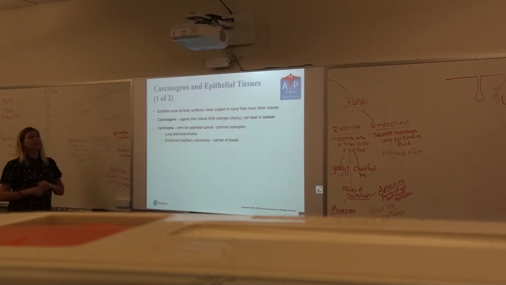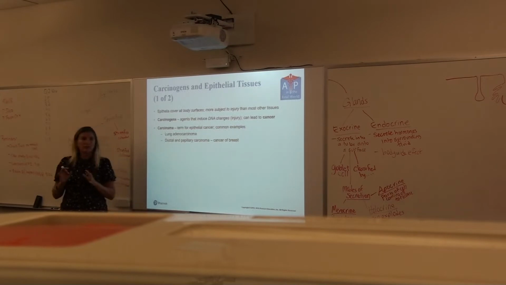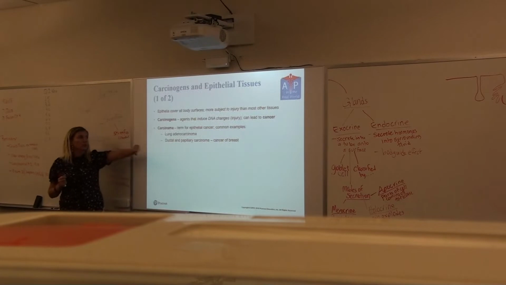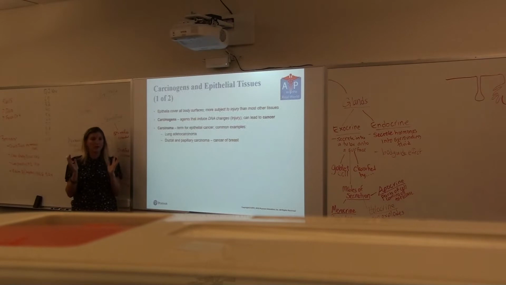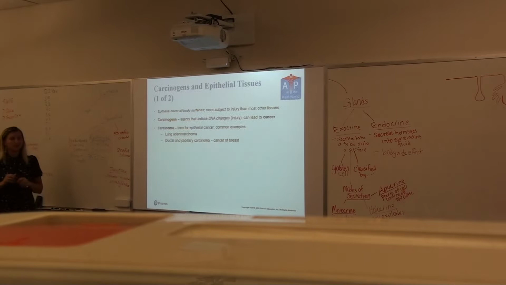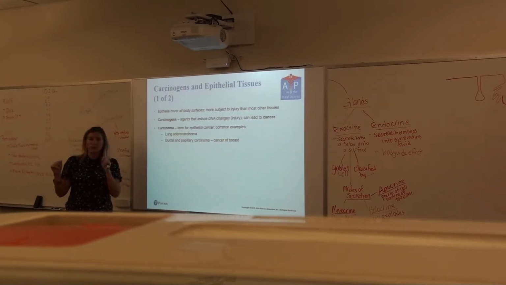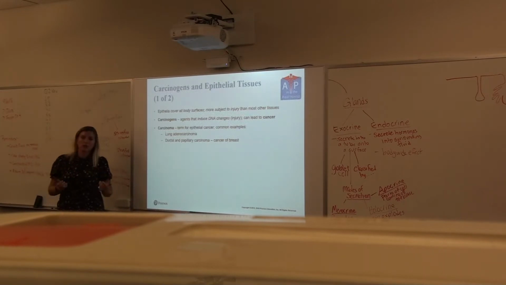So epithelial tissue covers all of our body surfaces, and because it's there for protection, it's going to get exposed to many different carcinogens. A carcinogen is something that causes a change in your DNA. You're probably familiar with carcinogens like UV light, right? We know that you're not supposed to go out in the sun and get sunburned. Well, UV light can cause an actual DNA change in our epithelial cells that leads to something called a carcinoma. A carcinoma is an epithelial cancer, and there are other types of carcinomas that can happen in your lungs and all over your body.